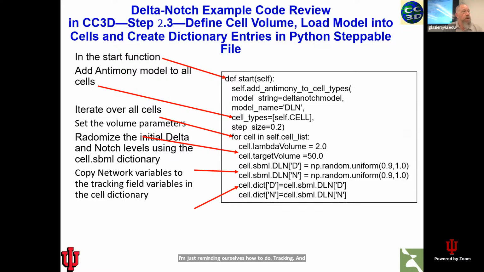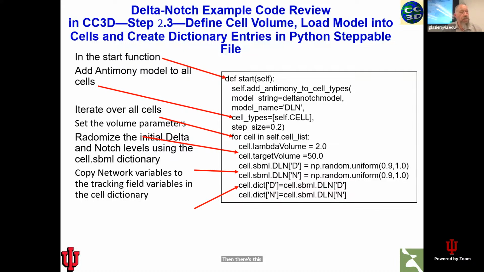And then in the start function, we're going to add that Antimony model. In this case, it's most convenient to add it by cell type because we only have one cell type. I called my model string delta notch model. You might type something shorter. I named the model DLN for delta notch. The cell type I'm going to use is just cell, because I only had one cell type here. I defined the step size to be 0.2.